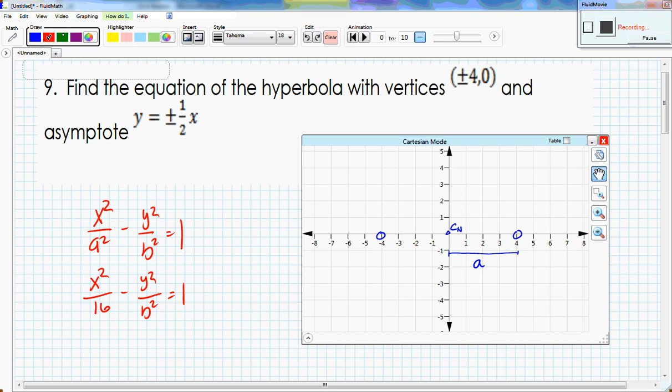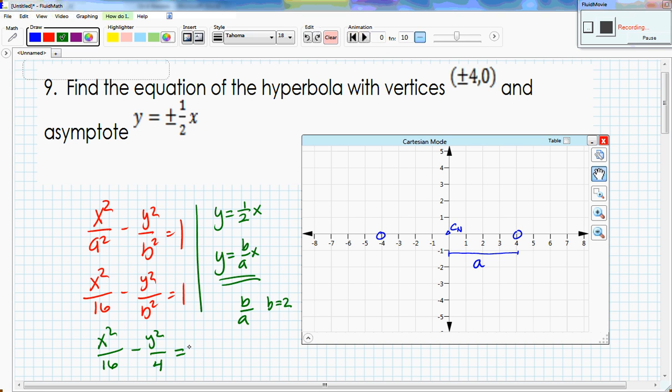And we're going to use the fact that we've been given y equals 1/2 x as an asymptote. Now, in this case, for our asymptotes, we know that y is equal to b over a x. So that means that a is a value of 4. So I have b over a, and I know that a has a value of 4, and it has to be in a ratio of 1/2, so b has to equal 2. So therefore I get x squared over 16 minus y squared over 4, because 2 squared is 4, equals 1.